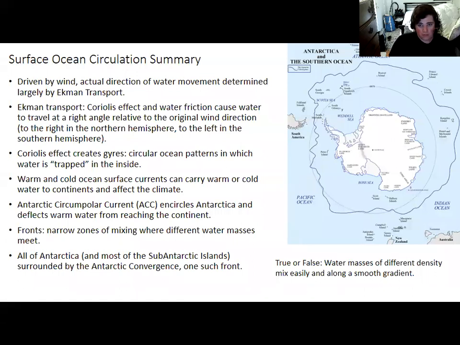And we also talked about fronts, how water masses with really different properties don't mix easily. They don't mix along a smooth gradient. There's a small narrow zone of mixing, and if you're measuring temperature on one side of a front versus the other, you'll be able to detect a sudden temperature drop or possibly a sudden change in salinity. So the example question is meant to remind you of the definition of a front. True or false, water masses of different density mix easily and along a smooth gradient, and the answer is false.